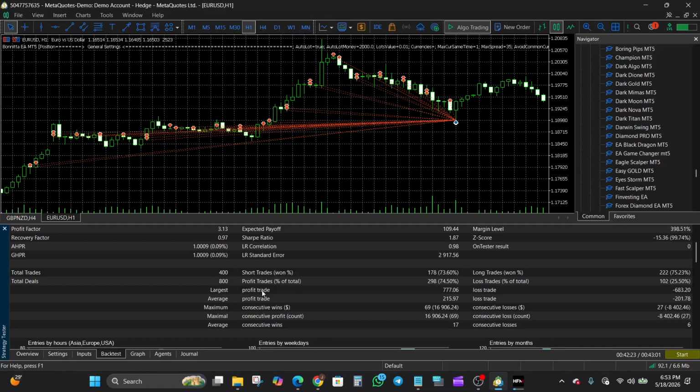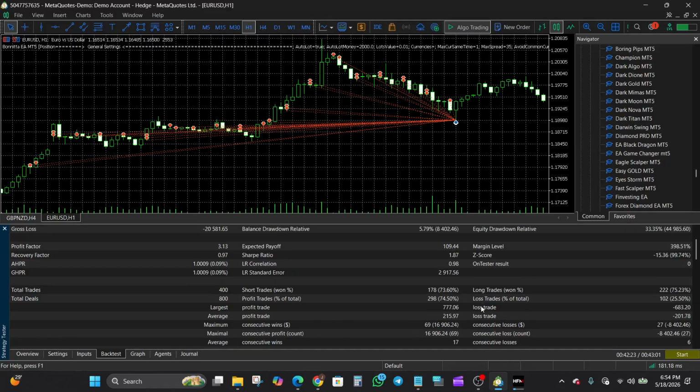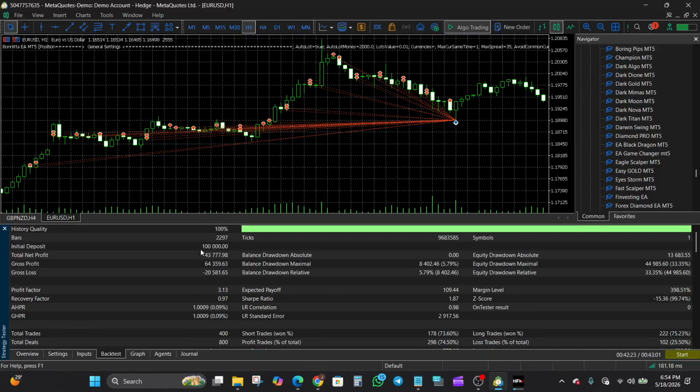Then as for the largest profit trade was $777, and the largest loss trade was $683. The average profit trade was $215.97, and the average loss trade was $201.78. So this tells me that the risk to reward ratio is not very good, neither is it that bad. The risk to reward ratio basically is around 1:1, thereabouts, right? So combining that kind of risk to reward ratio with a good win rate, we are expected to have a net profit, right? So this is expected.